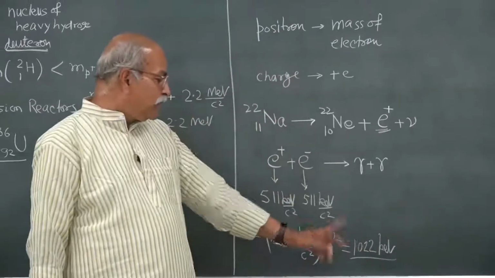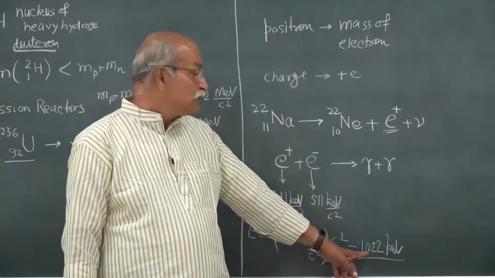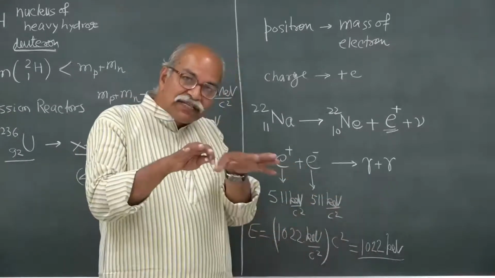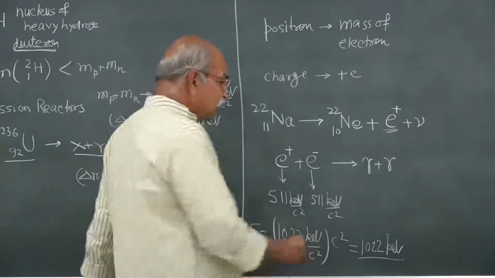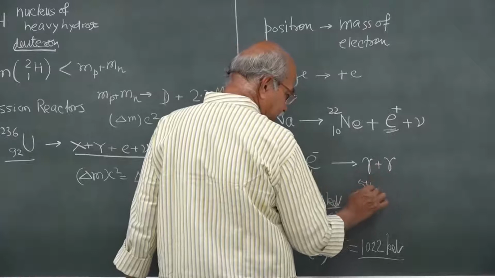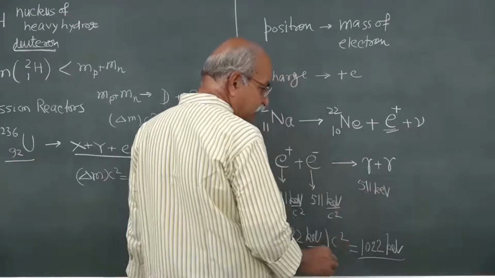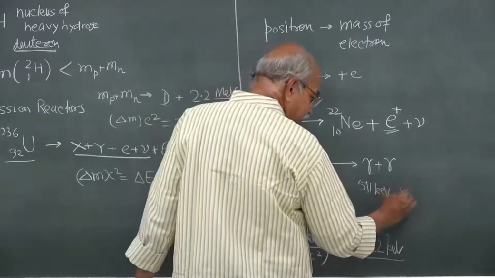But you do not have 1 gamma with this energy, you have 2 gammas, 511 and 511 keV. Now, this is energy, I am writing energy, I do not write the mass of a gamma particle, it is massless. This is 511 keV.